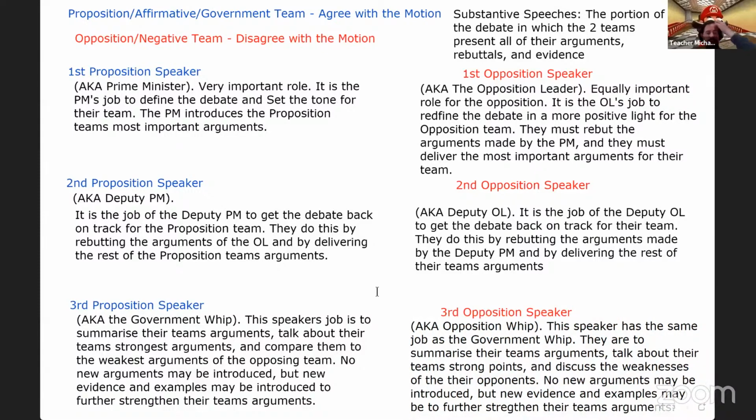All right. So the important thing to note about both of the third speakers is that neither of the third speakers may introduce a new argument, but they are allowed to introduce new evidence and new examples to help further strengthen arguments that their first two speakers have already made. That is probably the most important thing: you can't make any new arguments to make your team's case bigger, but you can introduce more evidence to prove the points that your team has already made.